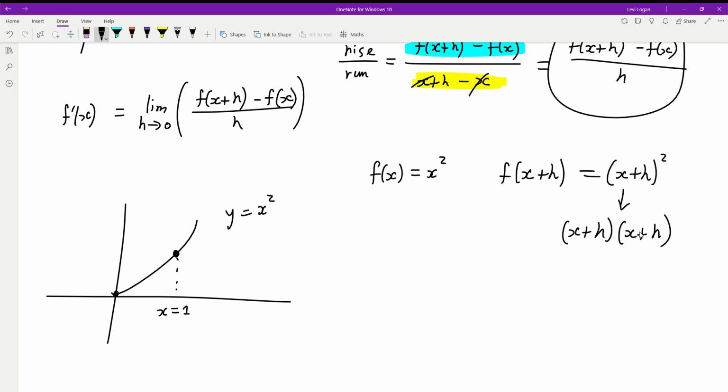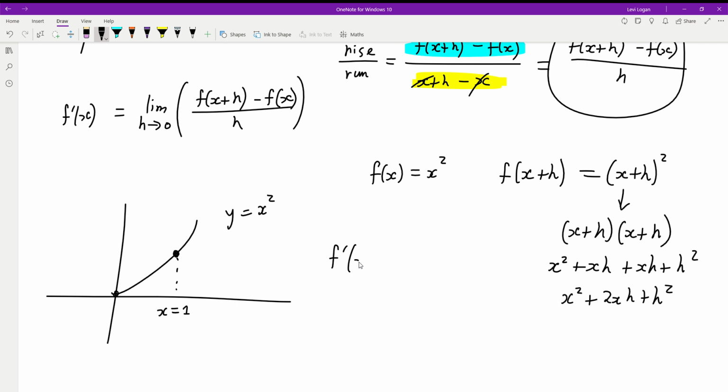So if I multiply x by x, I'll get x squared. If I multiply x by h, I'm going to get x times h. Same thing here, that's going to be an h. And then finally, h times h is going to be h squared. So I'll get x squared plus 2xh plus h squared. So if I plug this in here, this is what I'm going to get.